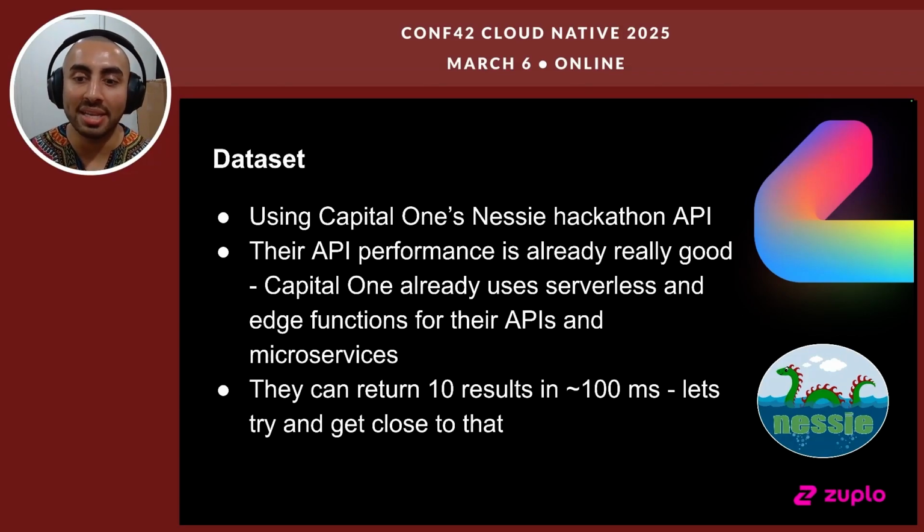Essentially, if you fire a request against their API, they can return something like 10 results. They paginate it, but they return 10 results in 100 milliseconds, which is pretty fast given that I don't know exactly what this data is.